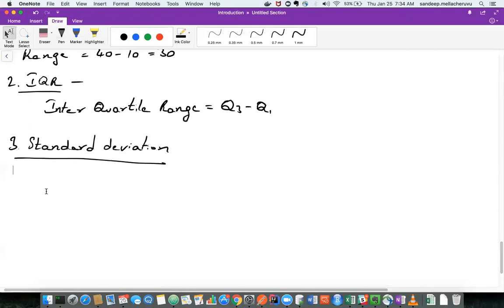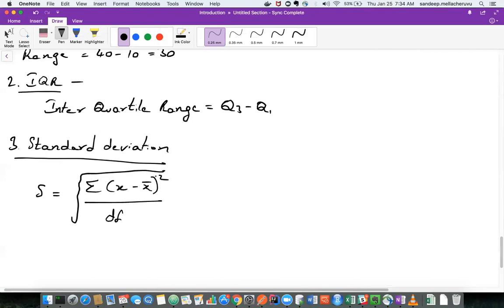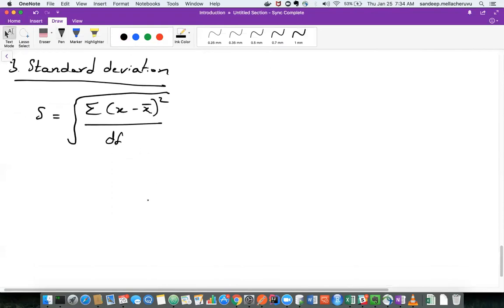Okay, and this is most important out of all. The standard deviation for a sample is represented by S, and it is given by this formula. It is nothing but the square root of sigma (x minus x bar) whole squared divided by degrees of freedom. We'll break this formula into pieces and analyze each of them to understand what this formula is doing. But here there is something called df, and we have no clue what it is.